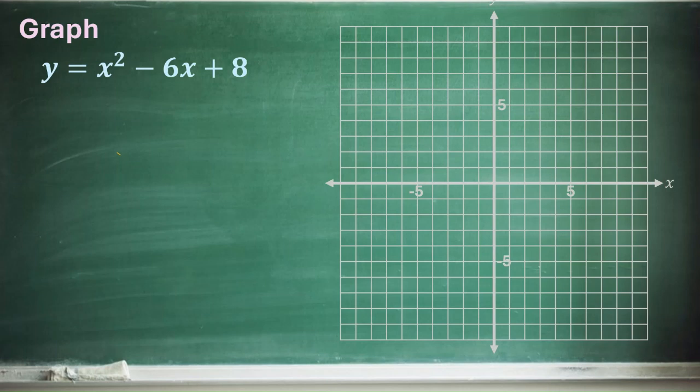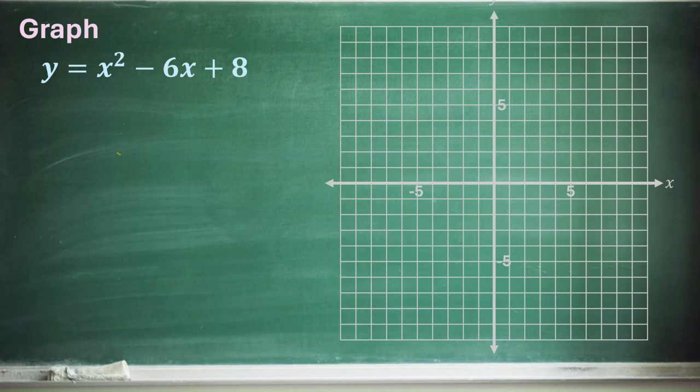It's your friendly math tutor, Miss C, here to graph the equation y equals x squared minus 6x plus 8. So this is a quadratic function, which means our graph is going to be a parabola that looks like a U. That's what that graph looks like.